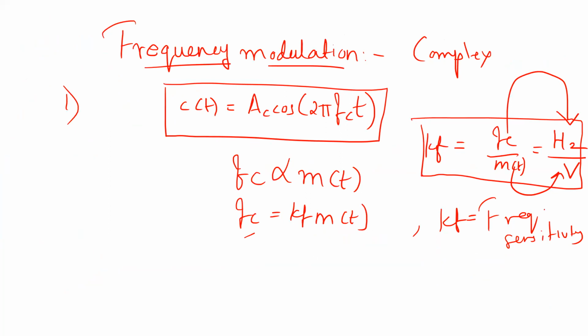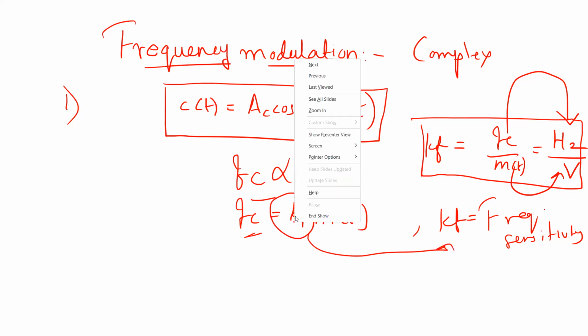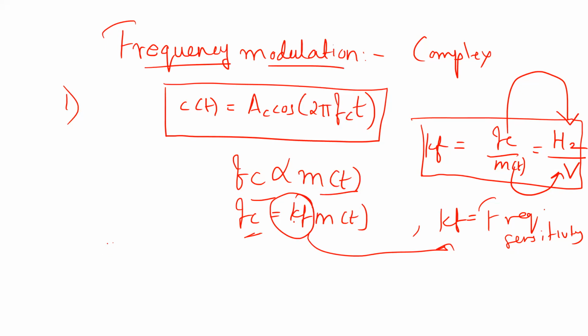So I just go again. Frequency modulation is a technique in which the frequency of the carrier signal varies with the instantaneous change of message signal. FC is directly proportional to M of t. FC is equal to KF into M of t, where KF is the frequency sensitivity. What will be the unit of KF? KF is equal to FC upon M of t, that is hertz per volt.